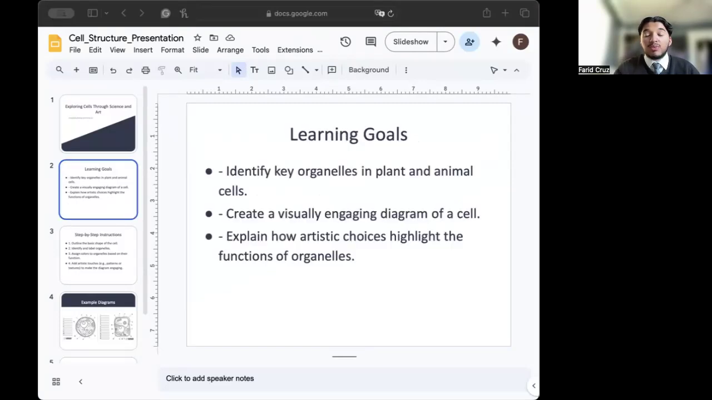Our goal today, we have three goals. First, we'll identify the major organelles in plant and animal cells. Secondly, we'll collaborate to create a visually engaging cell diagram that reflects scientific accuracy. And lastly, we'll discuss how our artistic choices, like color and patterns, help highlight the function of these organelles.